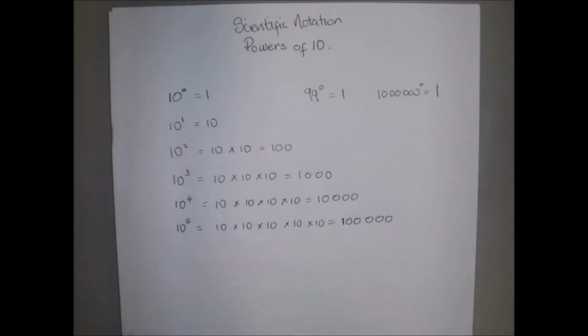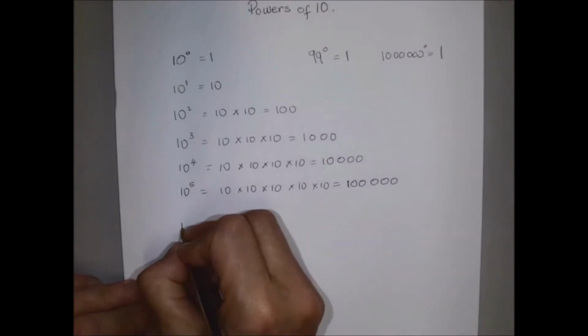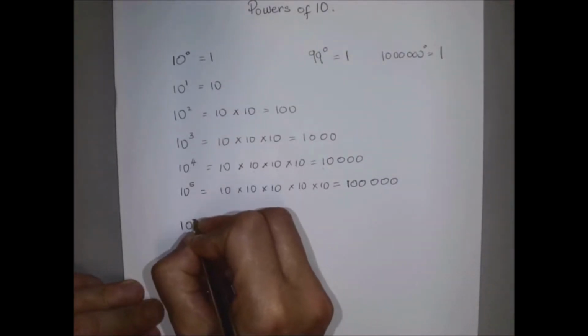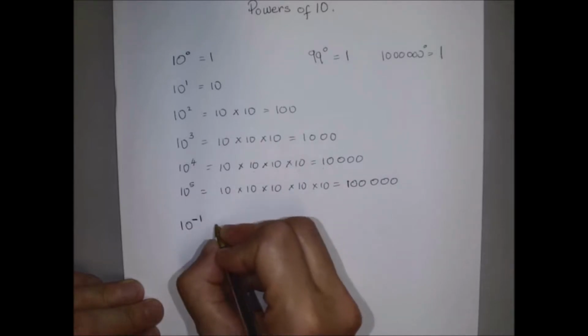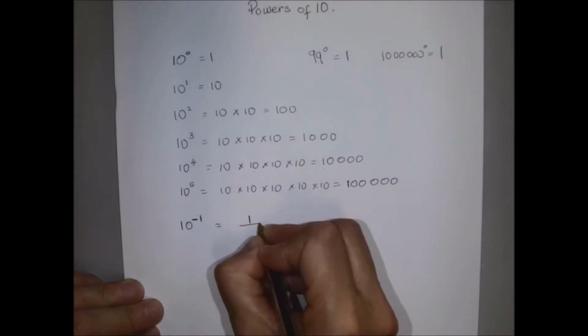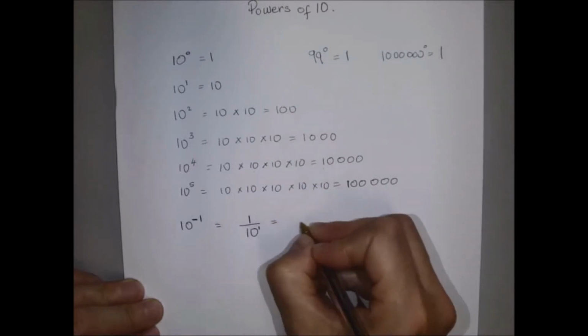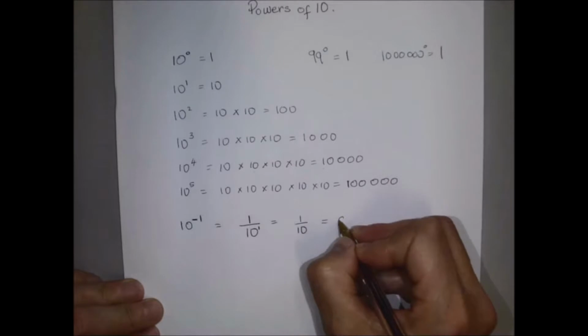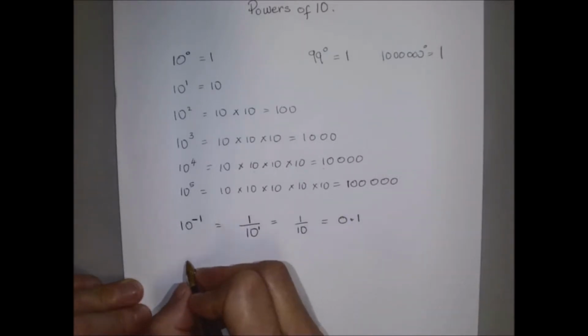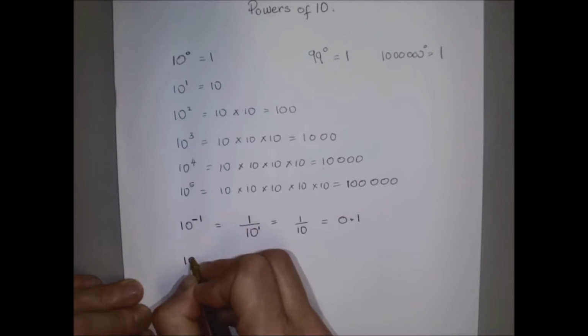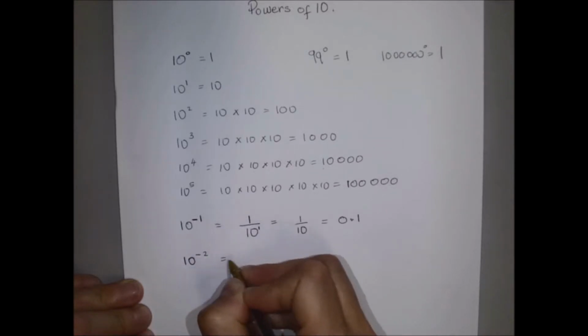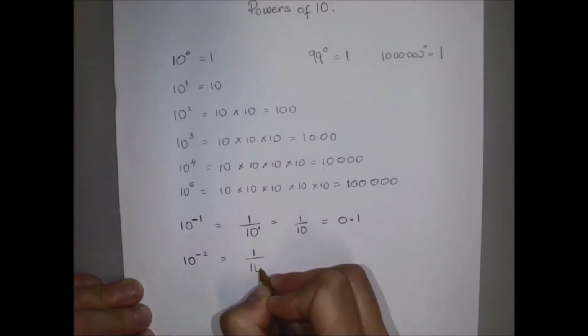And let's have a look at some of these. If I had 10 to the power of minus 1, that is equal to 1 over 10 to the power of 1, which is 1 over 10. And in decimals, that will be 0.1. 10 to the power of minus 2 is 1 over 10 squared.